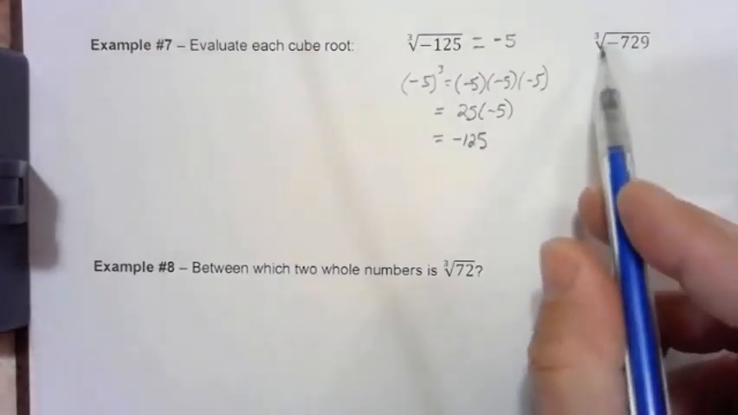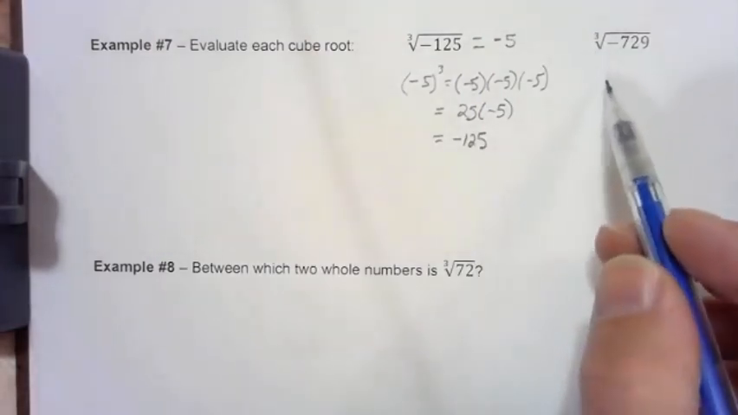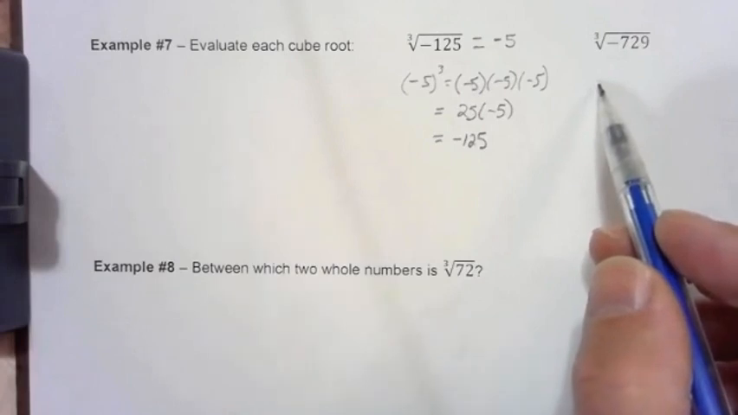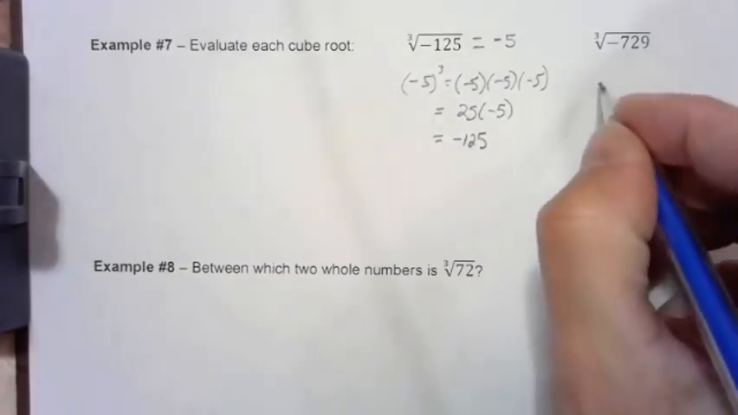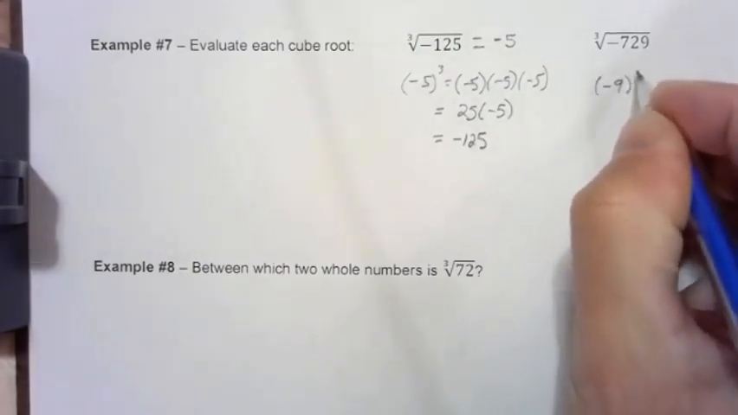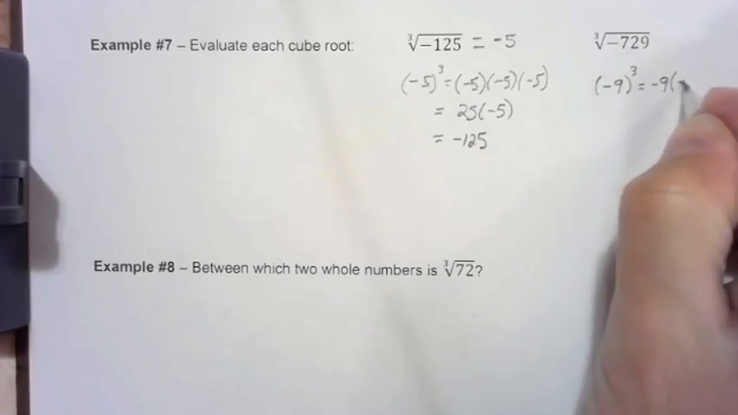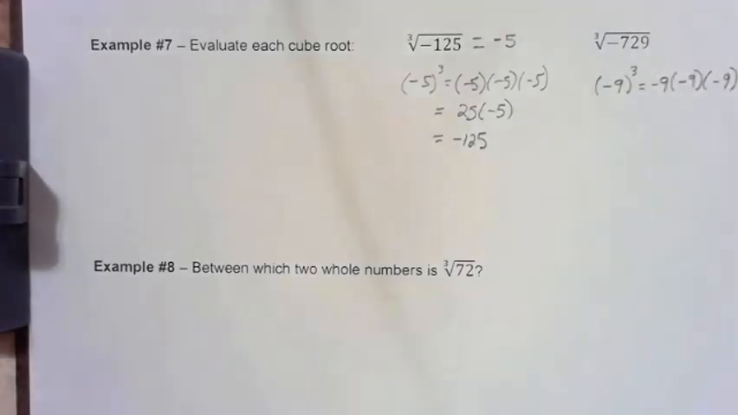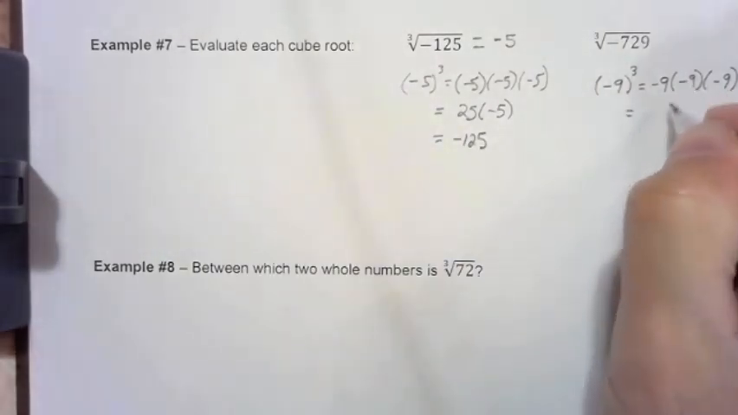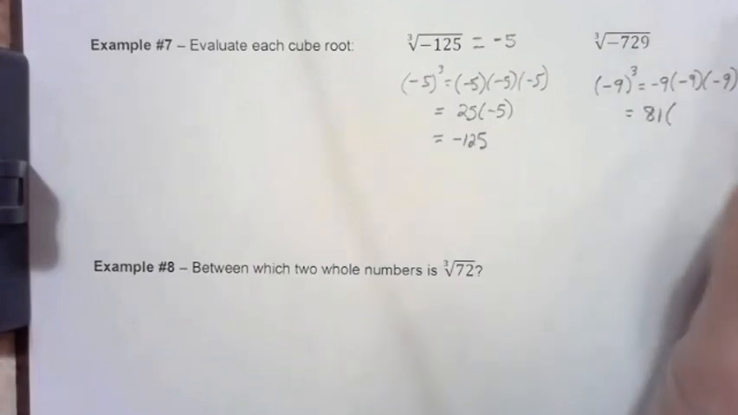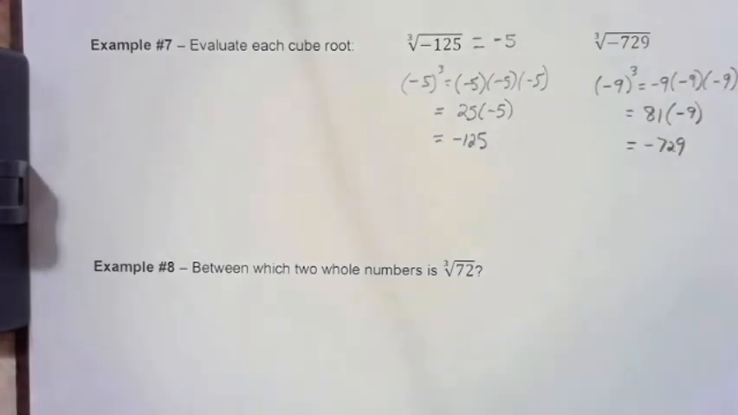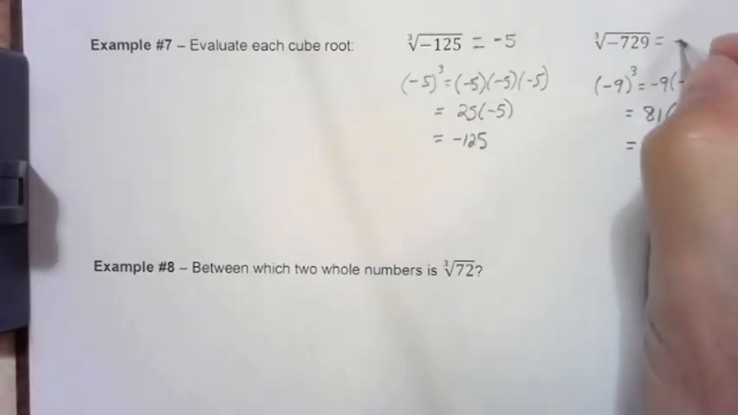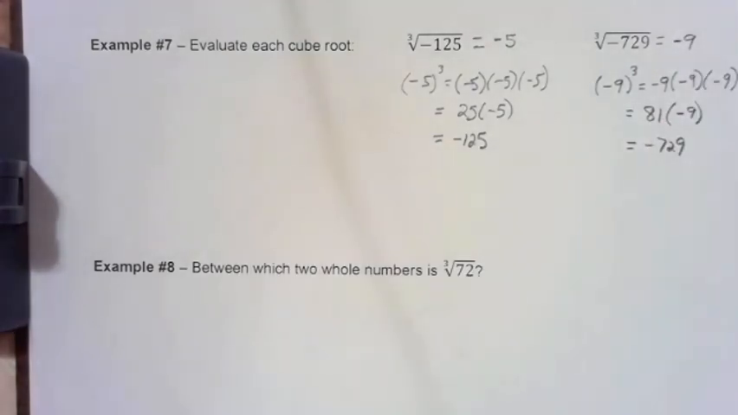In a similar fashion, looking at the cube root of -729, what number multiplied by itself 3 times is going to equal -729? Again, the cube root of 729 is equal to 9, so let's try -9 cubed. That means we're going to do -9 times -9 times -9. -9 times -9 is +81, and 81 times -9 is -729. So I know that the cube root of -729 has to be equal to -9.